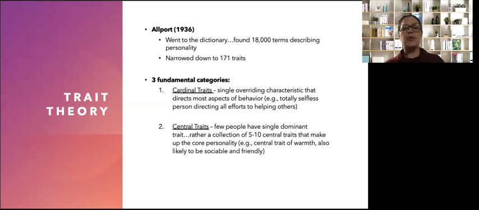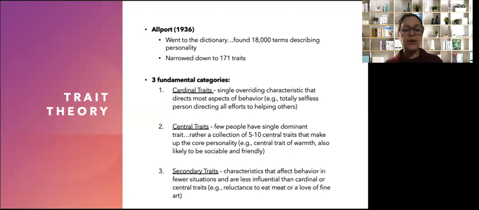Rather, since very few people have this one dominant trait, the cardinal trait, what we see is that most people have a collection of 5 to 10 central traits that make up their core personality. So for example, if you have a central trait of warmth, then you're more likely to be sociable, friendly, caring, and all of those things as well. Okay.